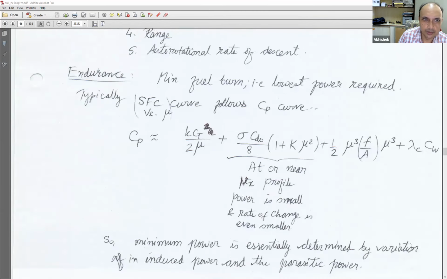All right, so coming down here, my endurance can be maximized with minimum fuel burn, that is lowest power required. And fuel burn, which is basically SFC, would be lowest when my power required is lowest. So the SFC versus advance ratio graph would follow the CP versus mu graph. So my fuel consumption is going to follow exactly the same trend as my power consumption graph. And therefore, if I want to minimize my fuel consumption to maximize my endurance, I must minimize my power consumption. So I need to find out the speed at which my power consumption will be minimum.